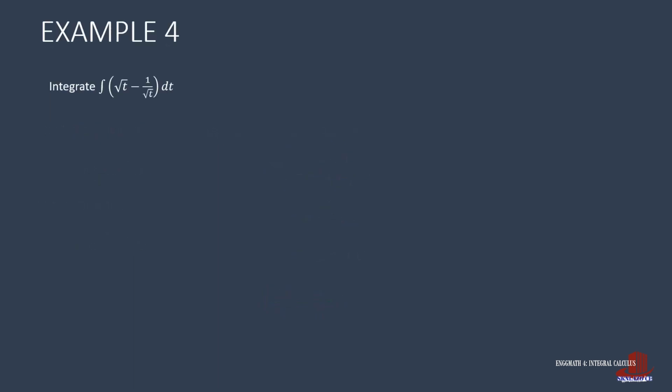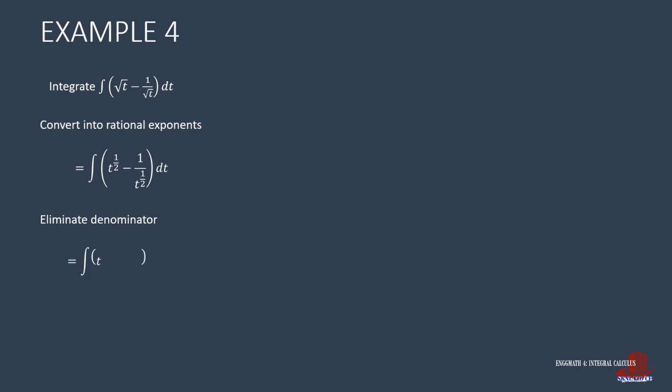Example 4 involves the integral of the root of t less the reciprocal of the root of t times dt. Radicals can be transformed into rational exponents to easily add 1 later. So the function becomes t raised to 1/2 less 1 over t raised to 1/2. The next thing to adjust to keep a one-line function is to eliminate the denominator. So flip it up using its reciprocal, thereby making the solution the integral of t raised to 1/2 minus t raised to negative 1/2 times dt.